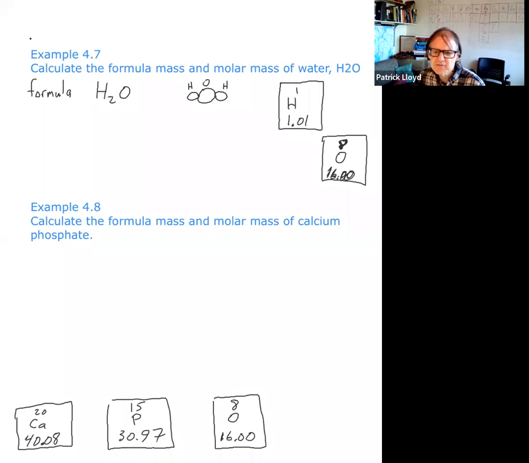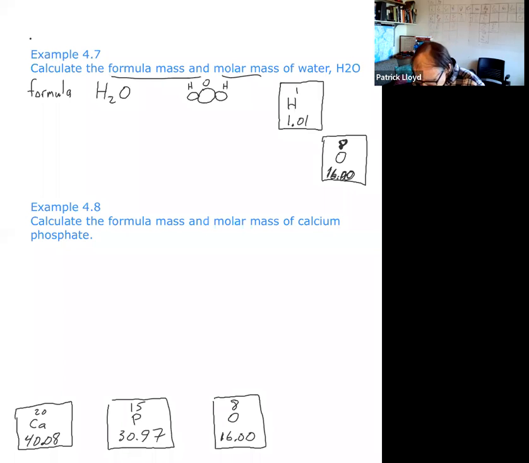Just like with atomic mass, there are two calculations we do: the mass of one molecule and then the mass of a mole of that substance. Remember, a mole is like a handful. You have a lot of them. So how much does a handful of water weigh? That's going to be in units of grams per mole. How much does one little molecule weigh? That's going to be in atomic mass units, or AMU. The actual calculation of molar mass and formula mass is identical. It's just the units are different.